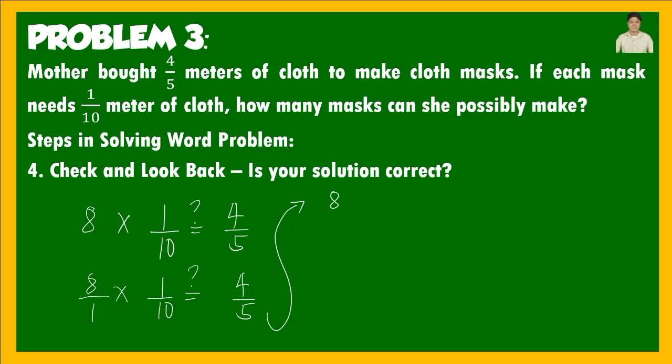And then, pwede tayong mag-cancel out. So, yung 8 tsaka 10, ang GCF po nila is 2. So, 8 divided by 2, this will become 4. And then, yung 10 divided by 2, magiging 5. Next, multiply natin yung mga natira. So, 4 times 1 all over 1 times 5.